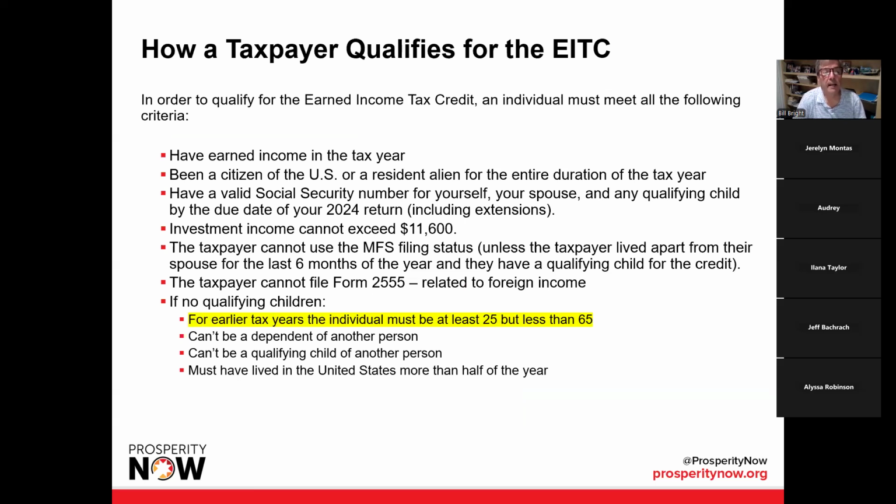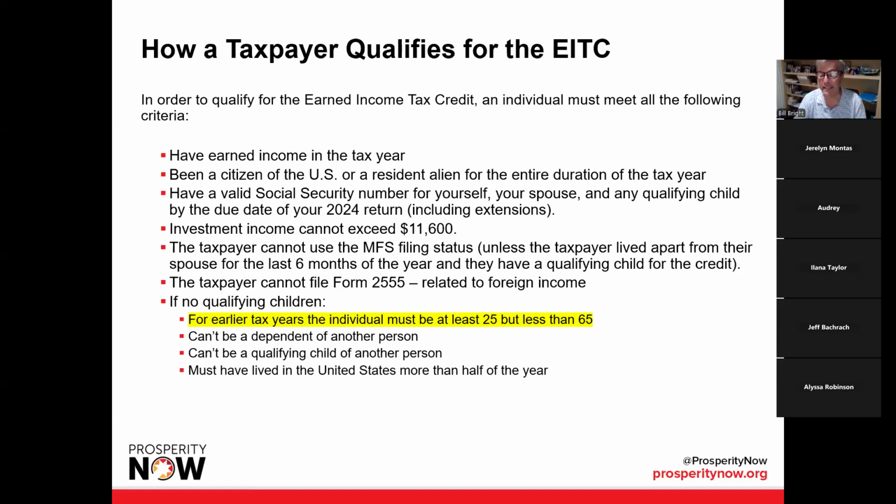Okay, how do you qualify? First of all, you must have earned income. Again, if all you had was unemployment or Social Security or a pension, that's not going to do it. You have to have been a citizen of the U.S. for the duration of the tax year. You must have a Social Security number for yourself, your spouse, and any qualifying children. Again, these are all socials for this one. If there's any ITINs involved, you're not going to get it.